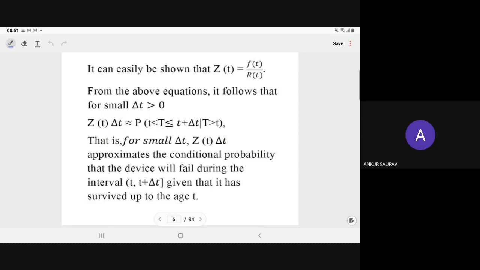Thus for small delta t, z(t) into delta t is approximately the conditional probability that the device will fail during the interval t to t plus delta t. Means the device will fail in the interval t to t plus delta t, given that it has survived up to the age t.